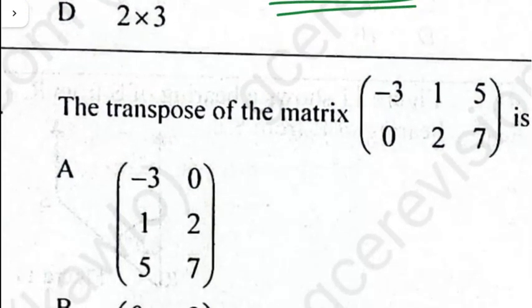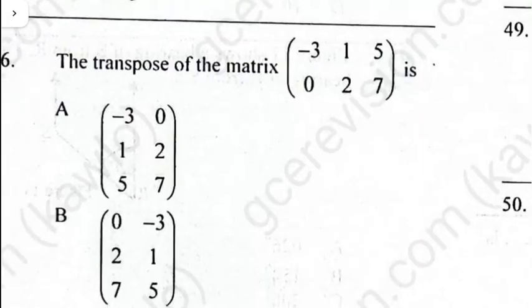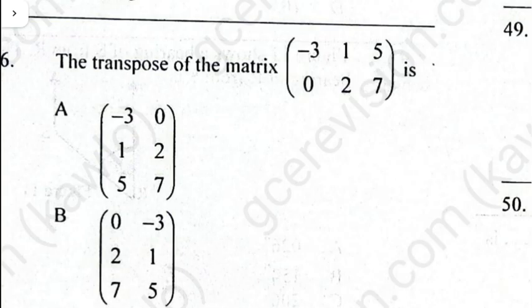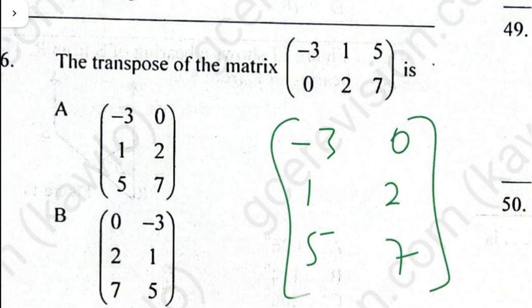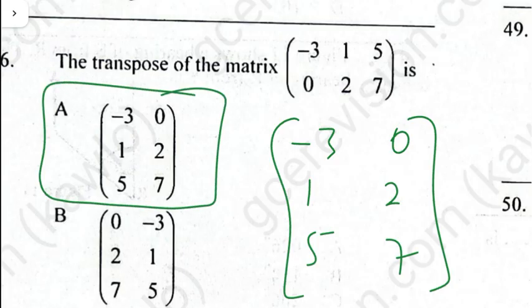Question 46. What's the transpose of this matrix? We get the transpose of a matrix by changing rows for columns. So negative 3, 1, 5 becomes negative 3, 1, 5, 0, 2, 7. So this is the transpose of this matrix. Okay. So which of these is the correct answer? A. So that's the transpose of that matrix.